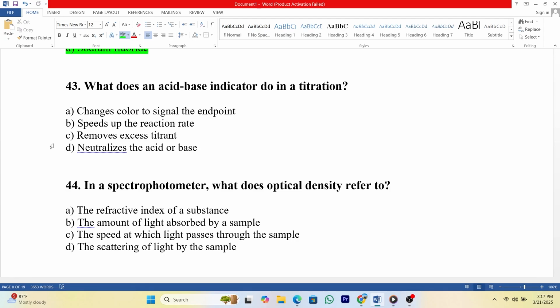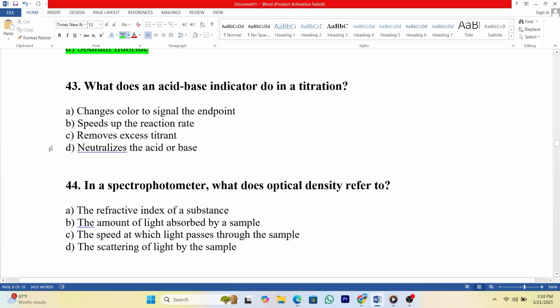A. Changes color to signal the endpoint. B. Speeds up the reaction rate. C. Removes excess titrant. D. Neutralizes the acid or base. Answer: A. Changes color to signal the endpoint.